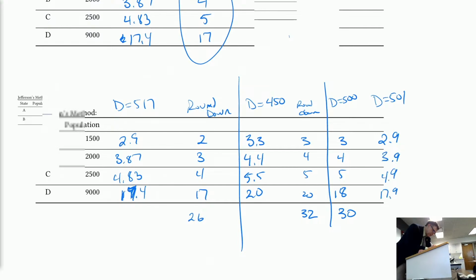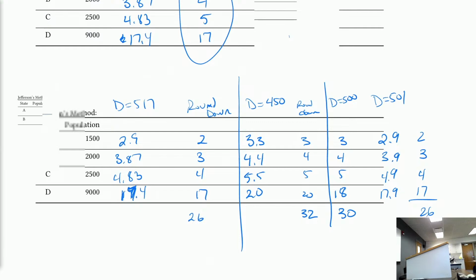4.9 and 17.9, and you end up with 2, 3, 4, and 17 again. So there's no way to win with this one because I picked a bad set of numbers. Ethan pointed this out, that d equals 500 is kind of like the tipping point for all 4 of these states.